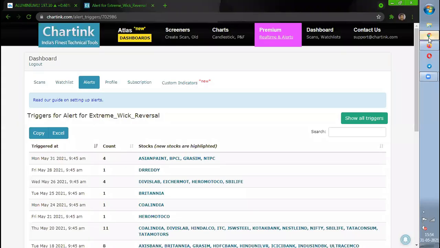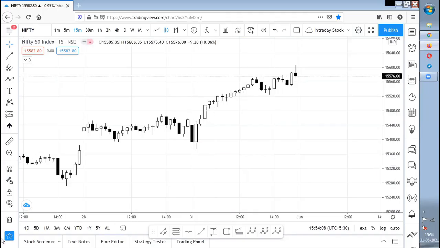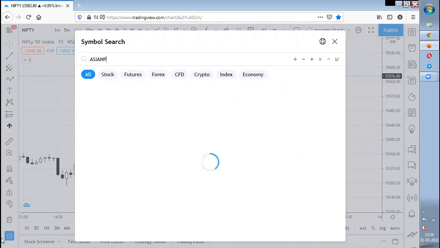Clear. So now moving further. We have got 4 alerts: Asian Paint, BPCL, Grasim, and NTPC. Let's go one by one. First, let us see Asian Paints.